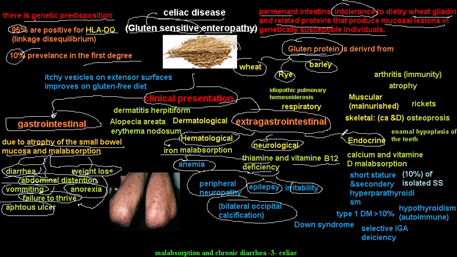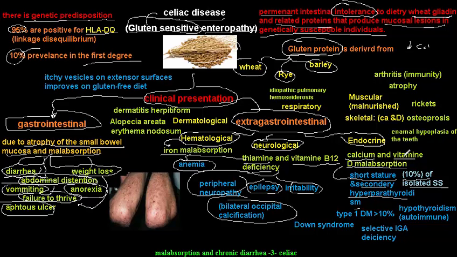What about the endocrine system? You will have a decrease in calcium and vitamin D absorption. So short stature, very important. 10% of isolated short stature is found to have celiac disease. And secondary hyperparathyroidism. Why? Because you have a decrease in calcium, and you know that the parathyroid hormone works to increase calcium and works by feedback. So if you have a decrease in calcium, it will tell the parathyroid gland to secrete more parathyroid hormone. So you will have hyperparathyroidism, short stature secondary to the hypocalcemia and vitamin D deficiency.